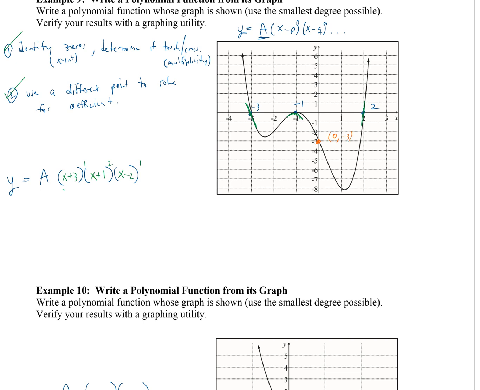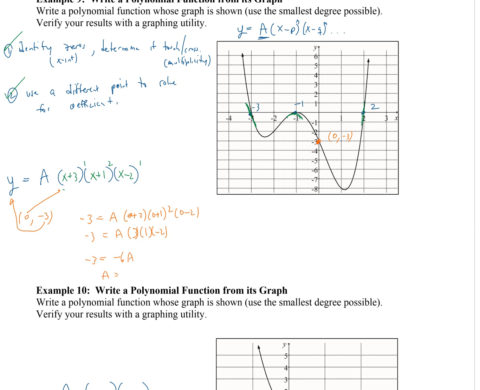So I'm going to use (0, -3), this coordinate. I'm going to substitute 0 into the x's, and obviously -3 into the y, there's only one y. And then we're going to solve for a. So it looks like this. -3 equals a times 0 plus 3, 0 plus 1 squared, 0 minus 2. That would be 3 times 1 times negative 2. I think you guys would agree that's just negative 6a.